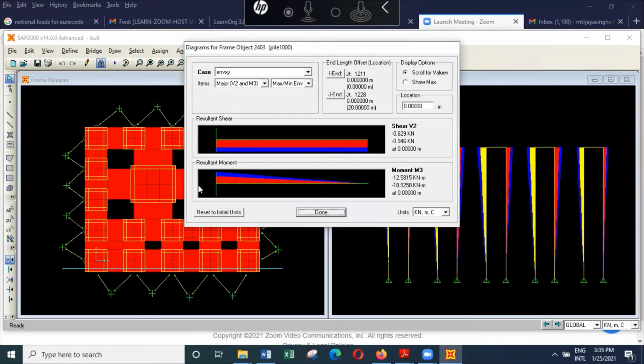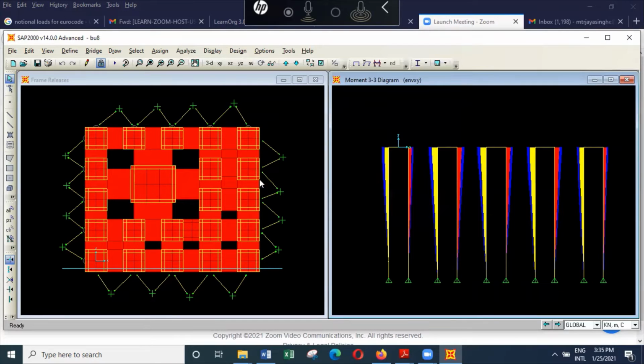And so the moment transfer to the pile is fairly small. We have considered full fixity, but still the moments are small. The reason is there are 4 piles, so the moment will be taken as an axial load by the piles. So it's okay.